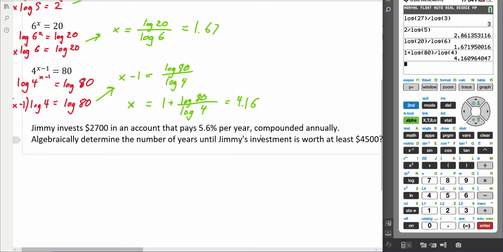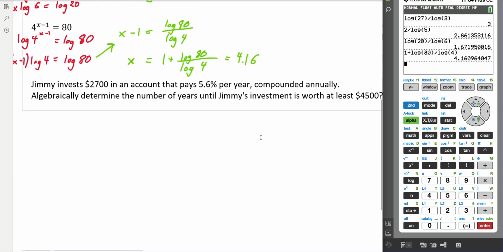All right, so Jimmy invests $2,700 into a bank account that pays 5.6% per year, compounded annually. So first of all, before we move on, I just want to write down the equation for compound interest. So I guess amount equals principal times 1 plus interest rate to the n. So it looks like this. So anyways, algebraically determine the number of years until Jimmy's investment is worth at least 4,500.